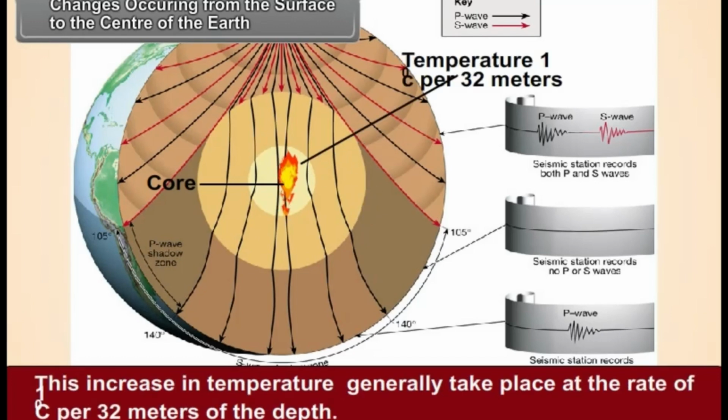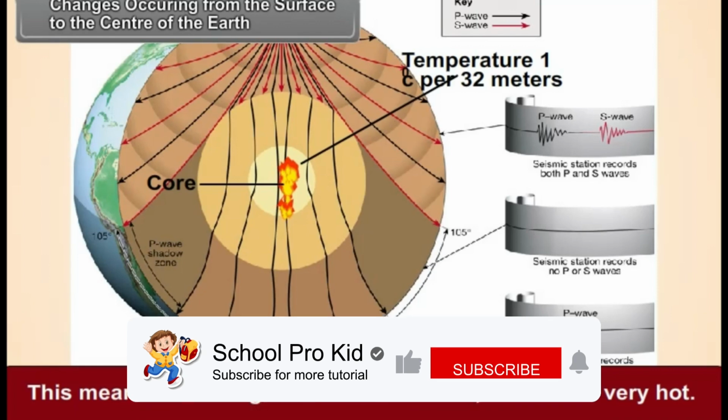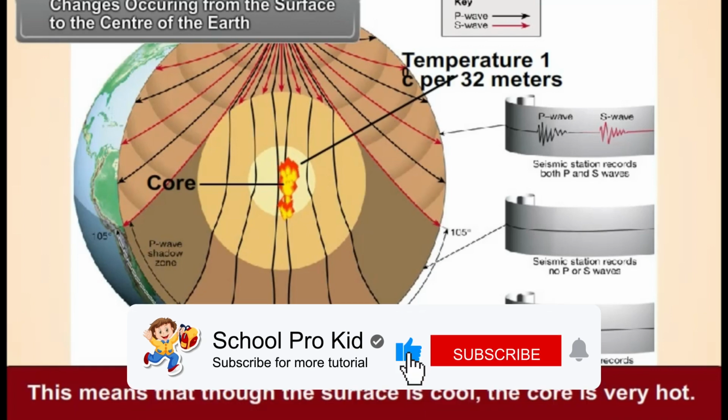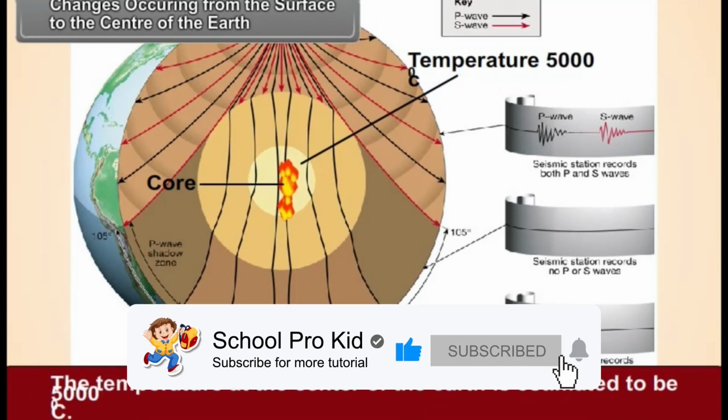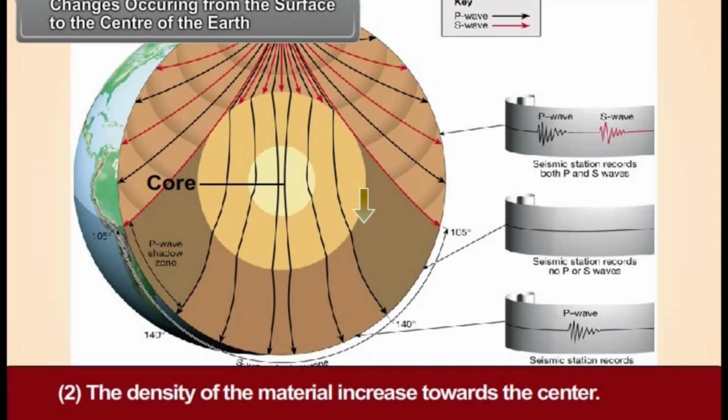This increase in temperature generally takes place at the rate of 1 degree Celsius per 32 meters of depth. This means that though the surface is cool, the core is very hot. The temperature at the center of the Earth is estimated to be 5000 degrees Celsius. Number 2. The density of the material increases towards the center.